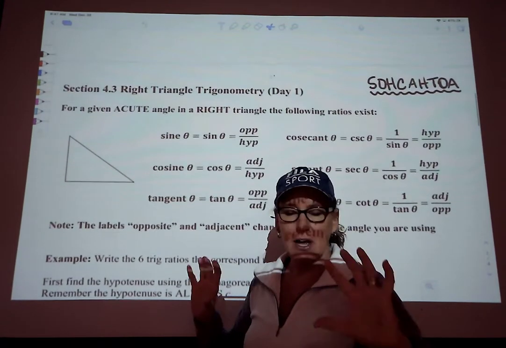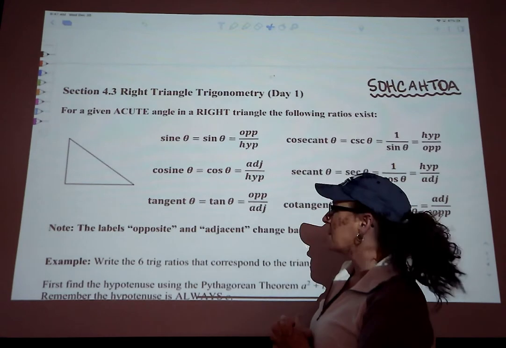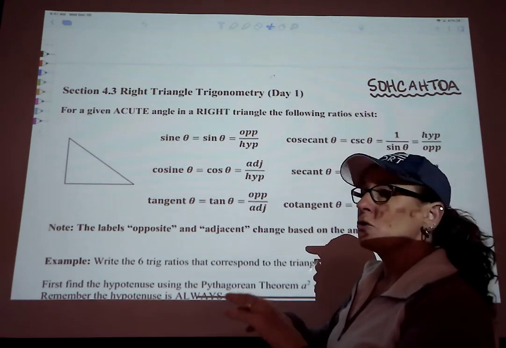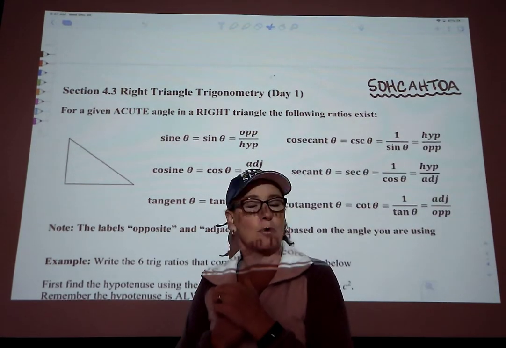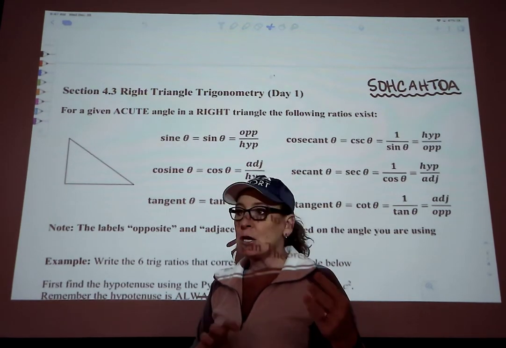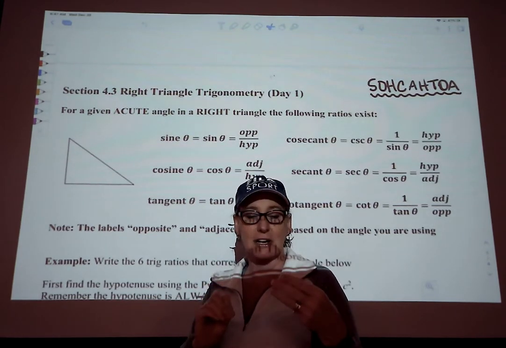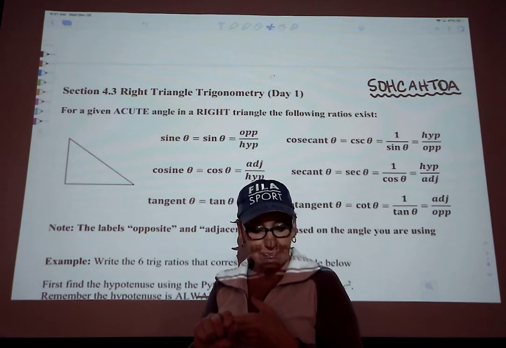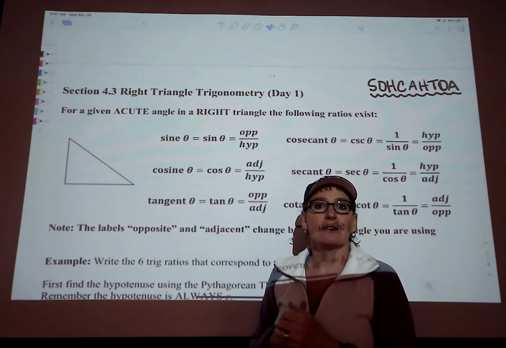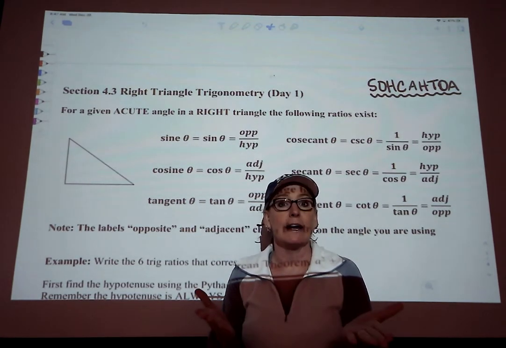So this is just a reteaching of a couple of sections in geometry. The main thing you need to remember today, so important, is that the three angles of a triangle always add to 180. No matter the size of your triangle, no matter the shape of your triangle, your three angles always add to 180.